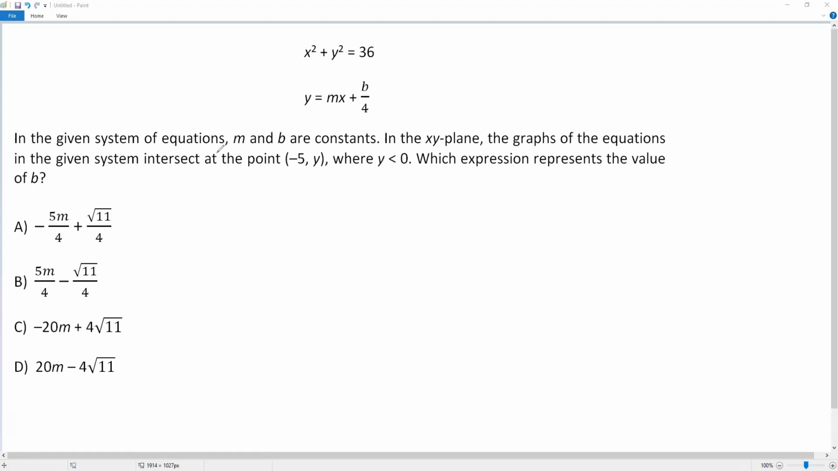In the given system of equations, m and b are constants. In the xy plane, the graphs of the equations in the given system intersect at the point (-5, y), where y is less than 0. Which expression represents the value of b?